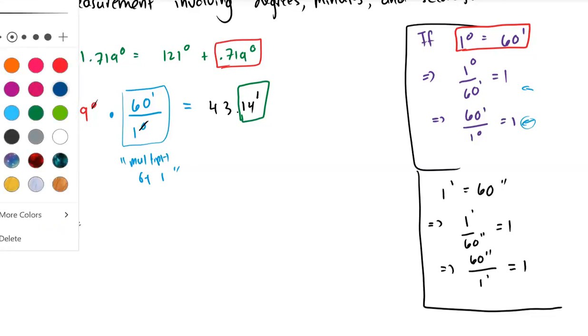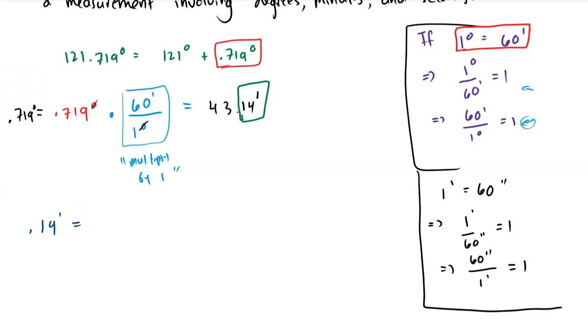Similarly here, 0.14 minutes, and now I have to decide which one I'm going to multiply. I want the minutes to cancel, so I'm going to use the second one, where I have the minutes on the denominator. So this is the same as 0.14 minutes times 60 seconds over 1 minute. As before, the units cancel. So what I'm left with is seconds as the unit. Then you just have to find the product of 60 times 0.14. And this is equal to 8.4 seconds.